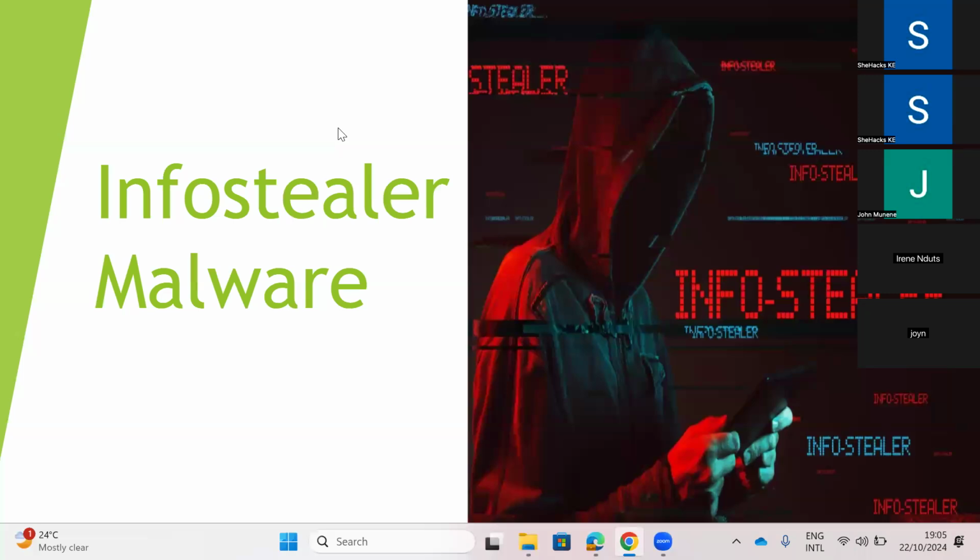Today we're going to be talking about Infostealer malware, as you can see from the title: the dark world of Infostealer malware.